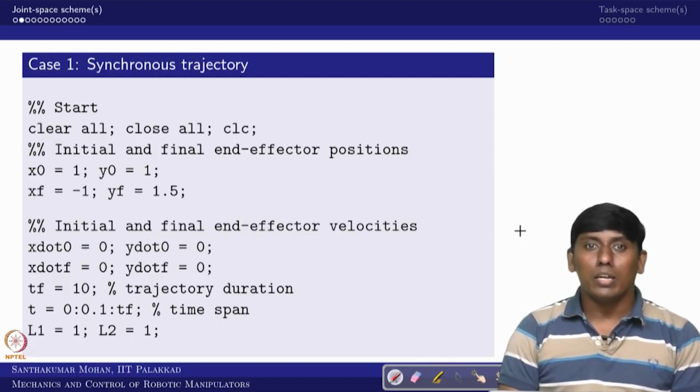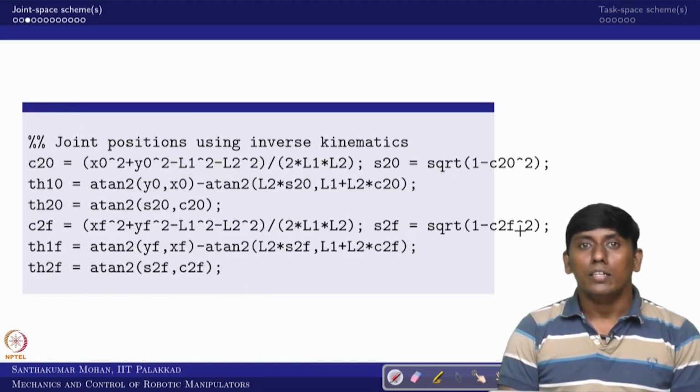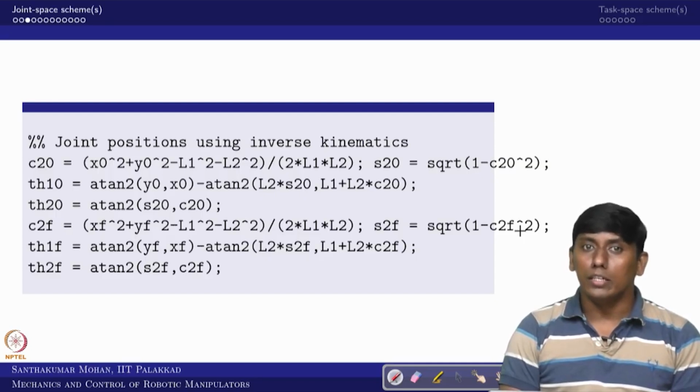Since it is a 2R serial manipulator, we need to use the geometric or physical parameters, which we call L1 and L2 in this case. That also we have considered. Now the first step is to find the inverse kinematics. We already know the inverse kinematics based on the closed form equation, which we derived in the regular lecture. From there we can find theta 10 and theta 20.